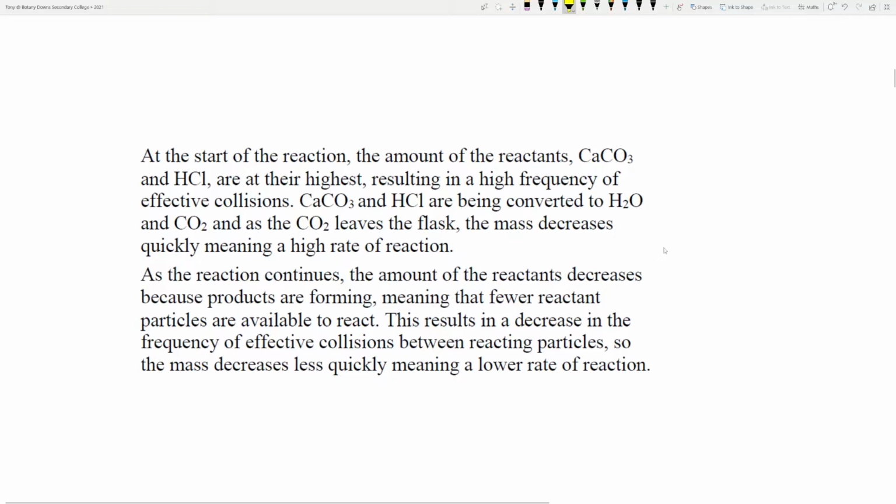Okay, so at the beginning you have a high frequency of effective collisions because you have more particles, and then the CO2 leaves, so the mass decreases rapidly, meaning it's a higher rate of reaction. At the end, there are fewer reactants left, so there's a decrease in the frequency.